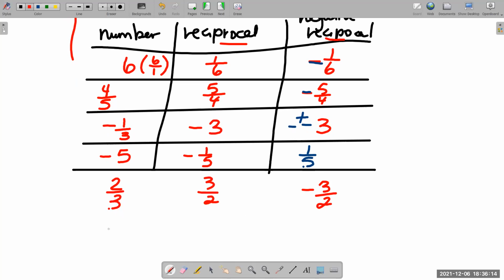So let's try another one. Let's try 9. So let's go. What is the reciprocal? Or let's make it -9 then. So what is the reciprocal?